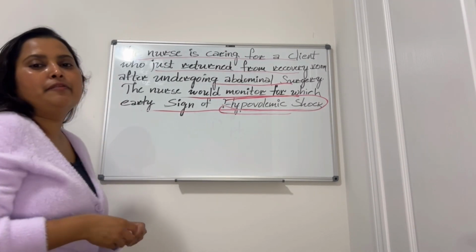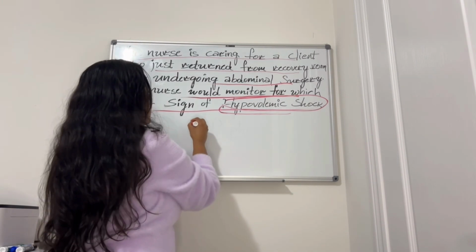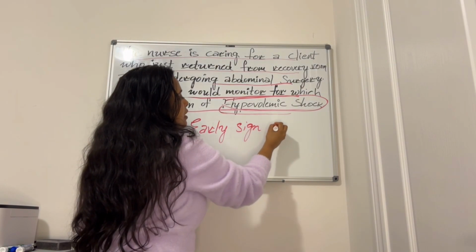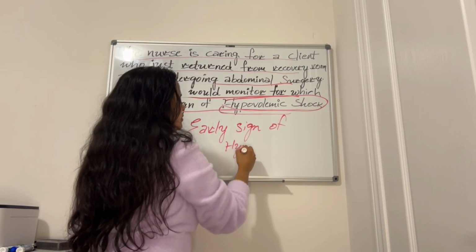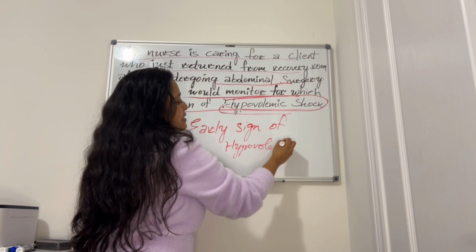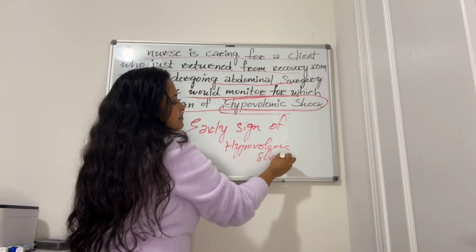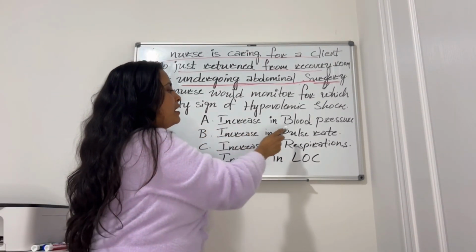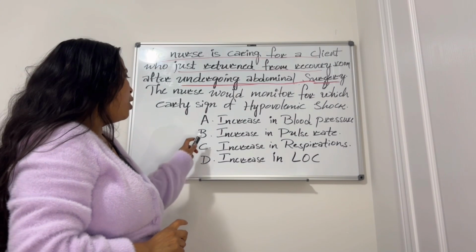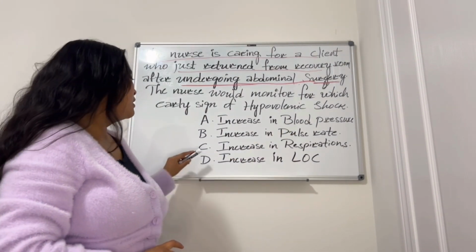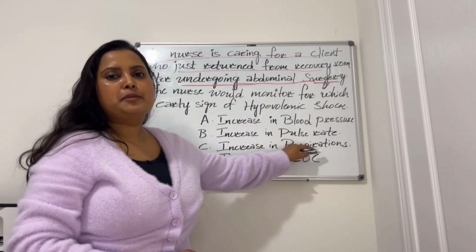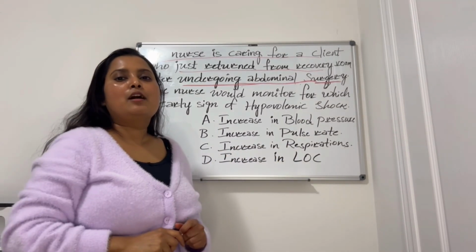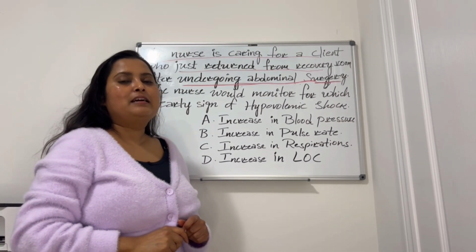So if I have to rephrase this question, I'm going to think it's asking the early sign of hypovolemic shock. As simple as that. Let's look into the options. Option A, increase in blood pressure. Option B, increase in pulse rate. Option C, increase in respirations. Option D, increase in loss of consciousness. What do you think the answer is?